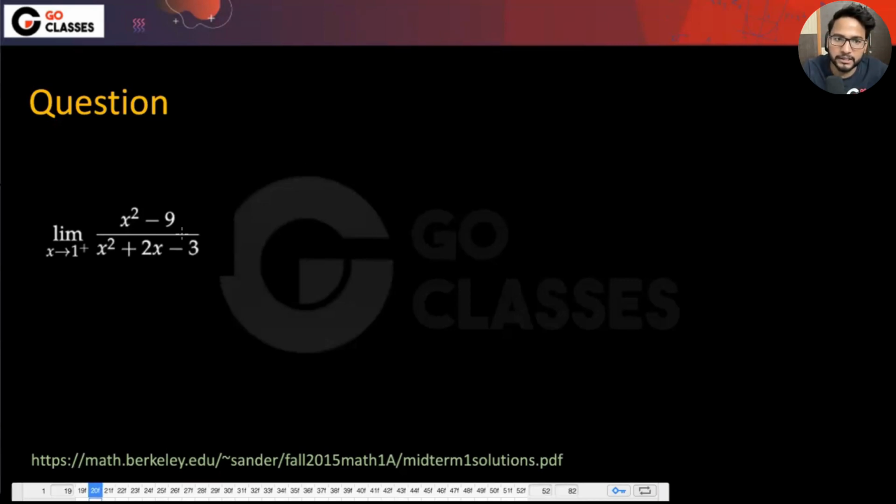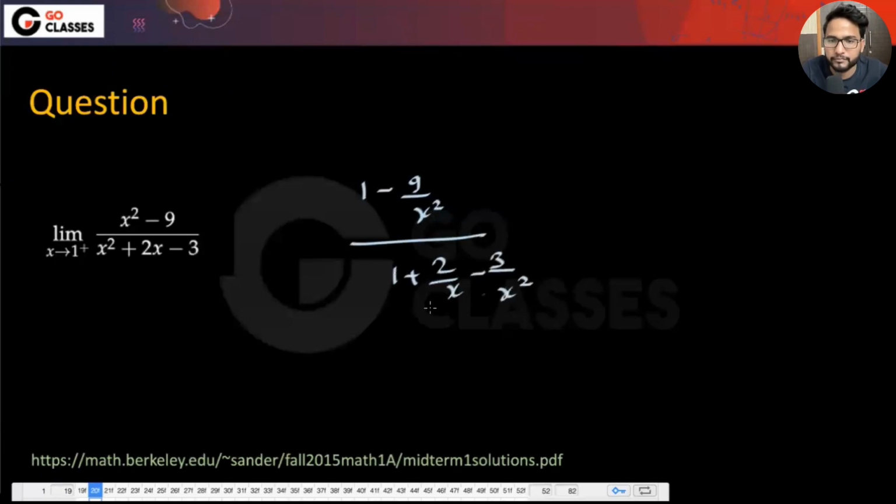Okay, yes, it's a nice approach. I can take x square common, then it will be 1 minus 9 upon x square. But I think directly also you can put 1, right? It will be 0. Okay. 1 minus 9 plus x square. It is 1 plus 2 upon x minus 3 upon x square. Yeah, right. And now you put x equal to 1.